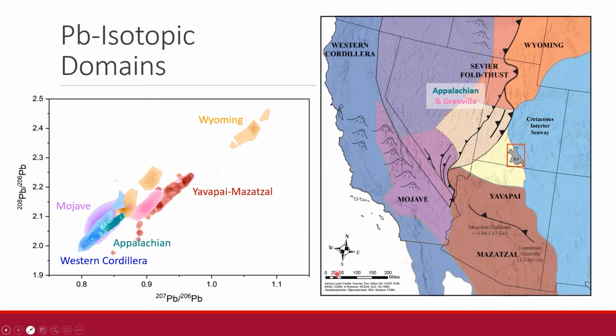So this is our map. This is what we're looking at. This is our source location. So what we want to understand is, based on our feldspar data and our zircon data, what does the system look like that's transporting sediment here?